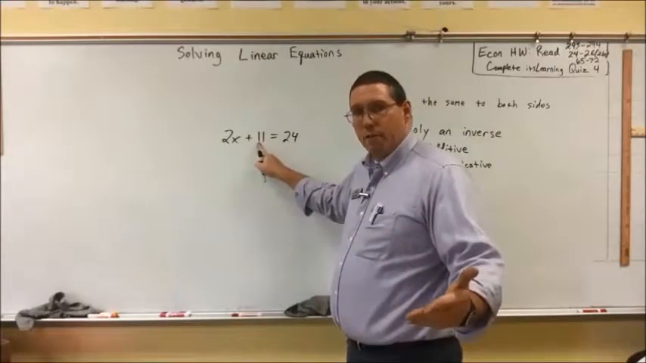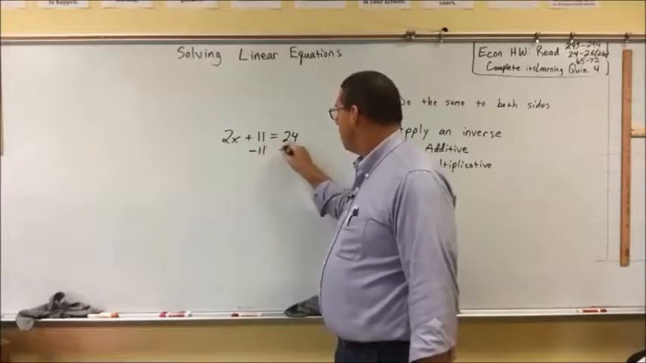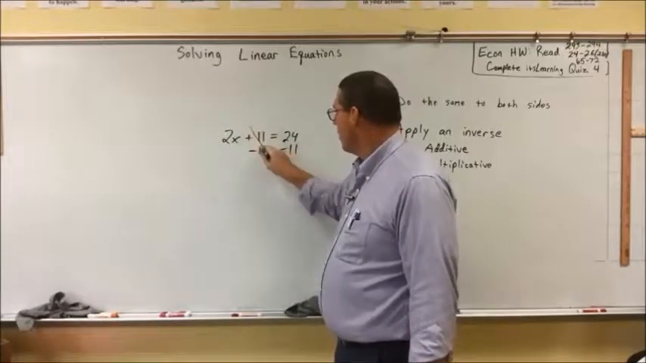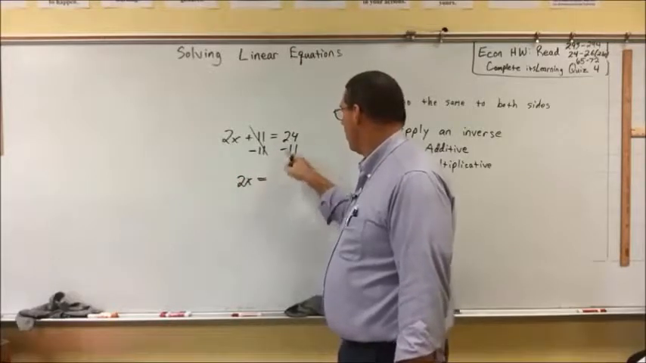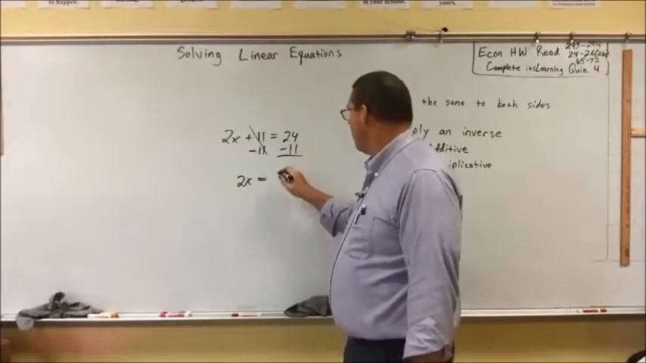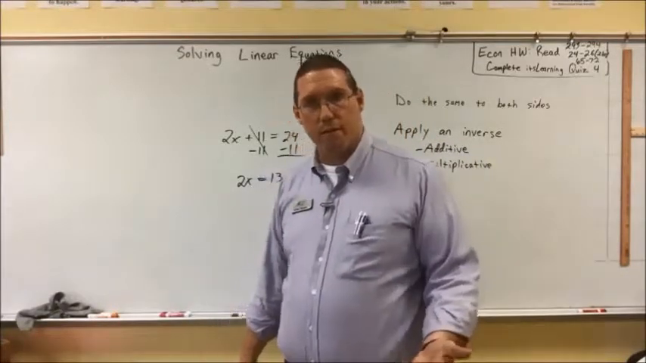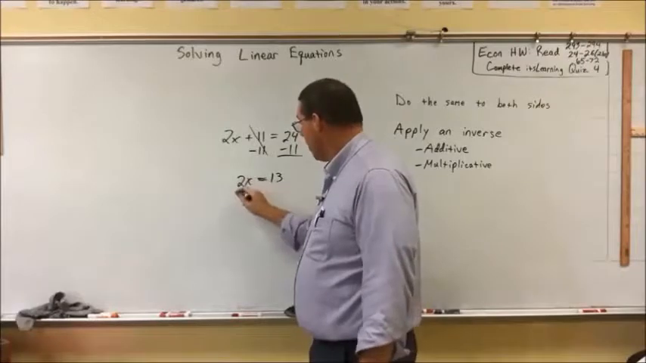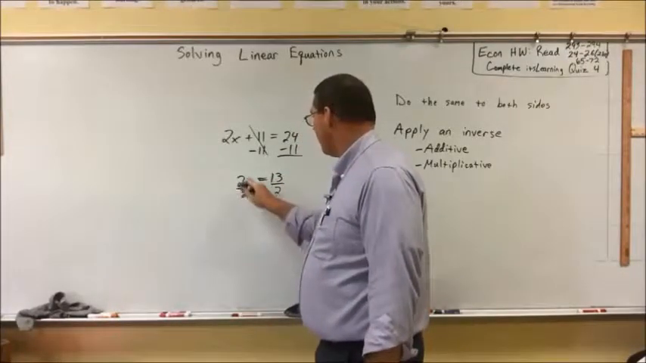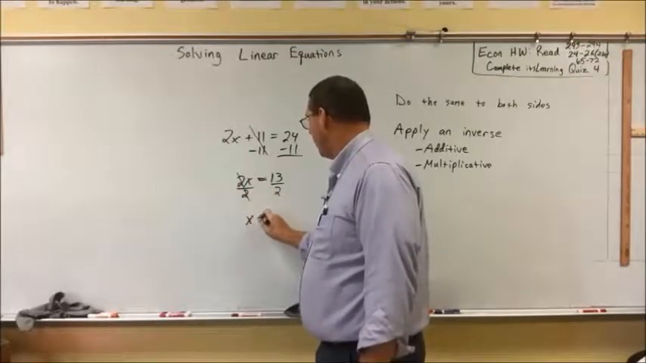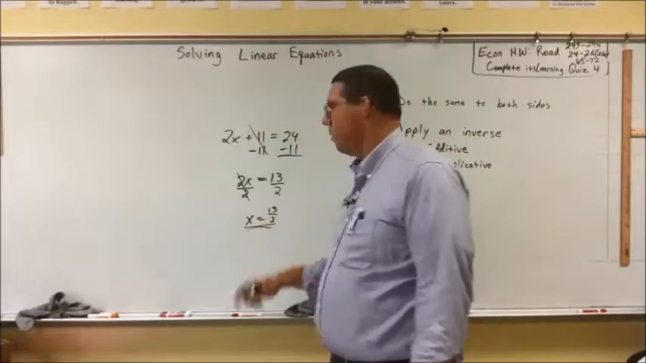I'm going to do my additive inverse first. The additive inverse of 11 is negative 11, and I'm going to do it to both sides. So that's going to cancel here, carry down the 2x, carry down the equal sign. 24 minus 11, that's 13. Now I can do my multiplicative inverse. 2 times x, so I'm going to divide by 2, and I'm going to do the same thing to both sides. Divide by 2, cancel the 2, carry down the x, 13 over 2. Okay? And there's my solution.